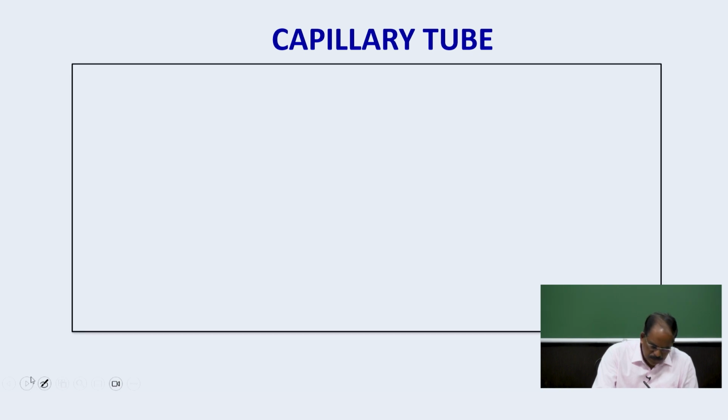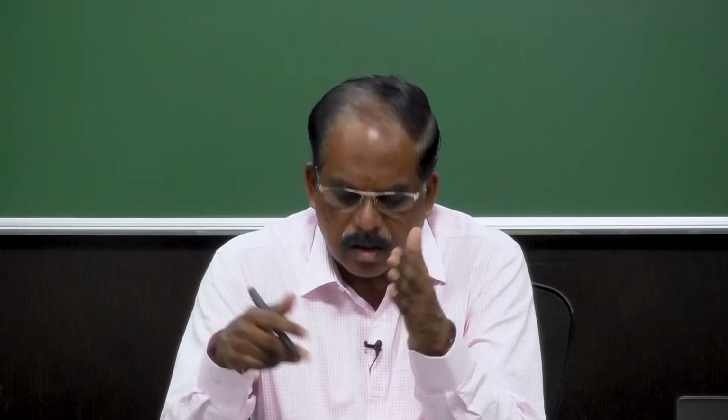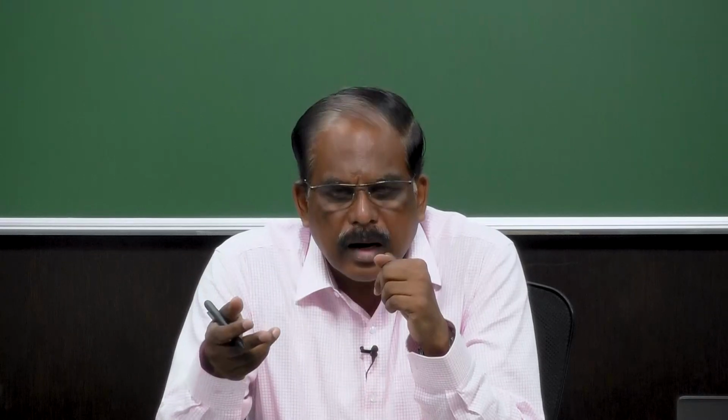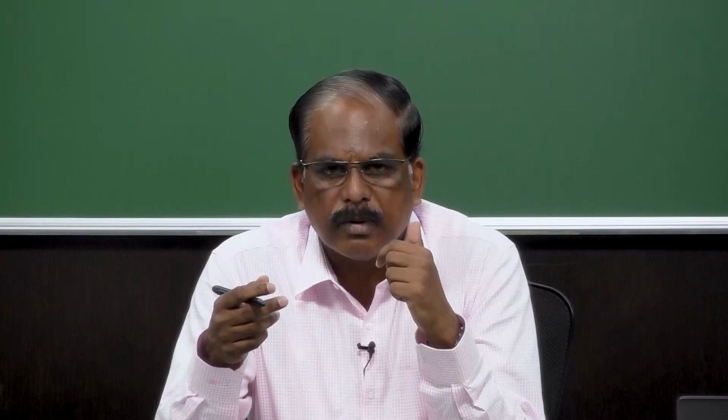Let us see the salient features. And before seeing the salient features, the mass flow rate of the refrigerant is directly proportional to the delta P, where delta P is the difference in the pressure between condenser and evaporator. If the pressure difference between the condenser and the evaporator is more, then m dot R will be more. And if the pressure difference is less, the mass flow rate also will be less.